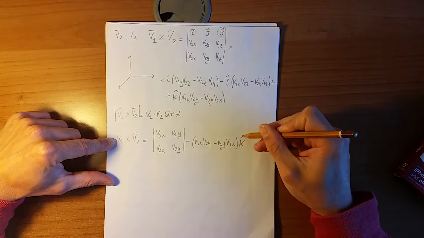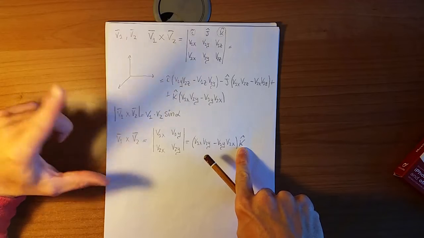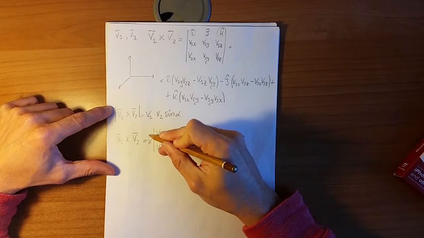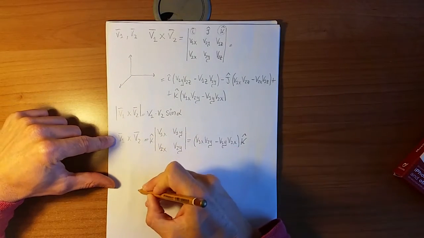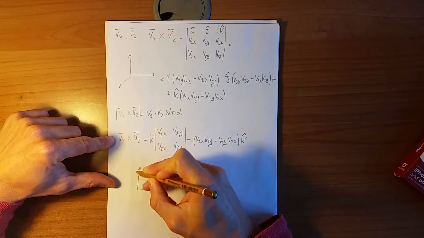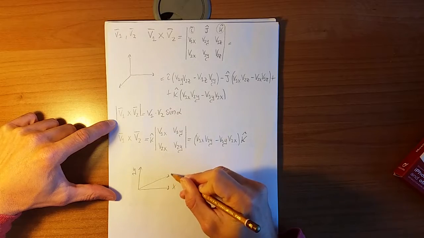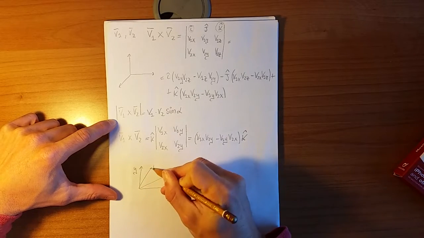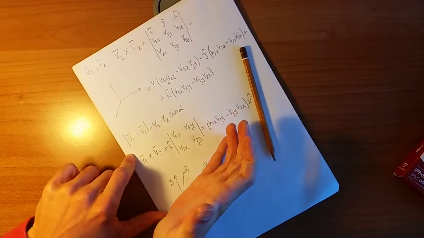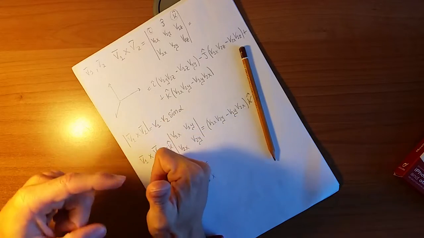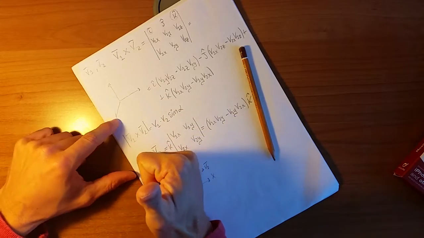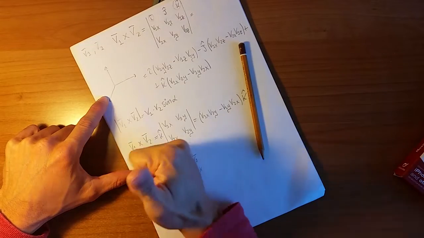This is multiplied by the unit vector along k, and I should put it here as well because we are on a plane. In this case we have x and y, and we should use the right hand rule to calculate the cross product. In particular, if this is v1 and this is v2, we move our hand from v1 to v2, and our thumb gives us the direction which the resulting vector goes along.